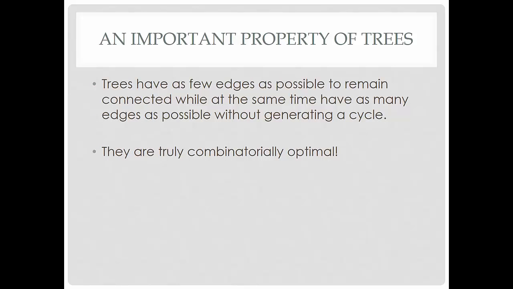So the point is that a tree, in some sense, is critical with respect to its two defining properties. It's connected, but the removal of a single edge will destroy that. And it has no cycles, but the addition of any edge will destroy that property too. So it's right at the critical point where if you add an edge or delete an edge, you change its two defining properties.